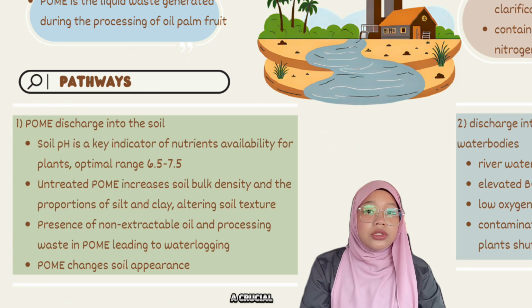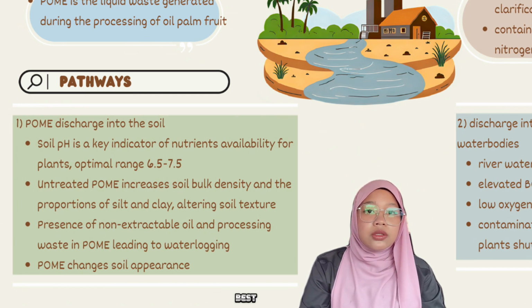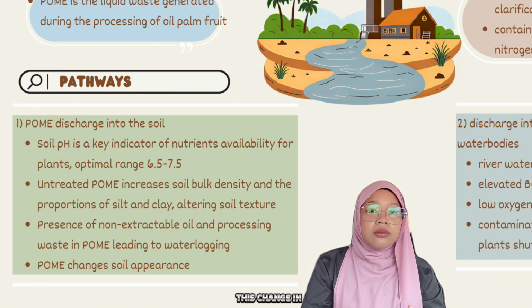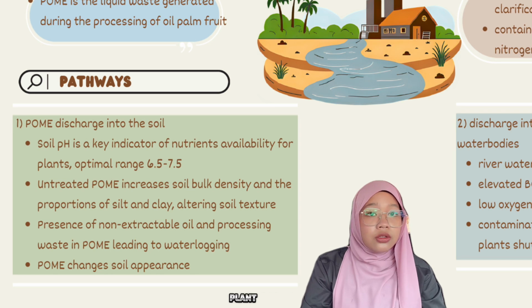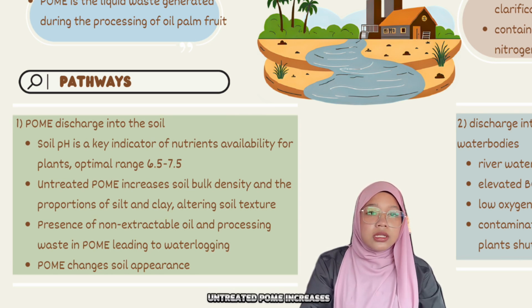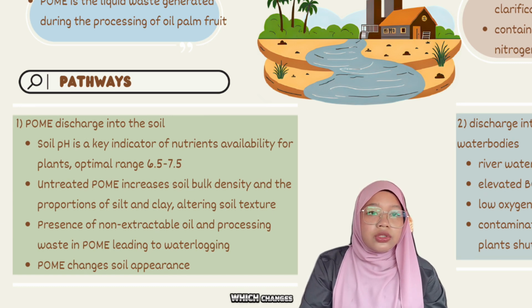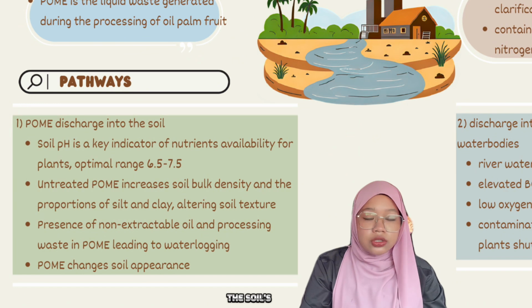Soil pH is a crucial factor that determines how nutrients are available to plants. Most plants grow best when the soil pH is between 6.5 and 7.5. Actually, POME is acidic in nature, so when it seeps into the soil, it increases soil acidity. This change in pH can negatively affect plant growth by limiting nutrient uptake. Untreated POME also increases the soil's bulk density and the amounts of silt and clay, which changes the soil's texture.